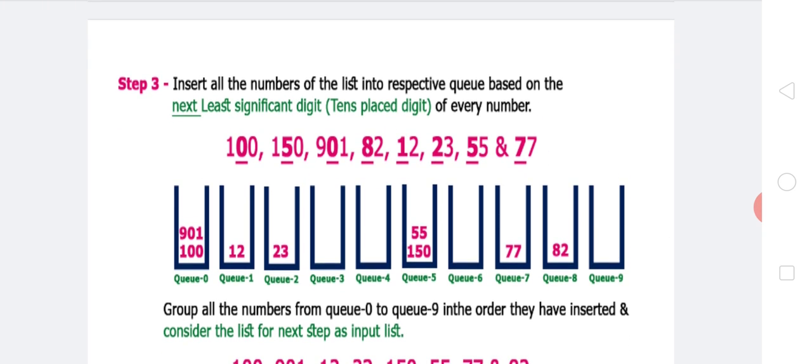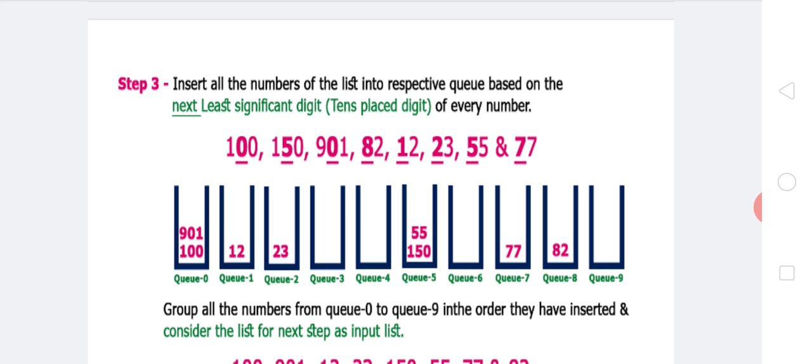Now here mark the next least significant digit. Already we marked the least significant digit. Now we mark the next least significant digit, which is called the tens place digit. In 100, the middle element is 0, so we mark 0. For 150 we mark 5. For 901, the tens place digit is 0. For 82 we mark 8. For 12 we mark 1. For 23 we mark 2, for 55 we mark 5, and for 77 we mark 7.